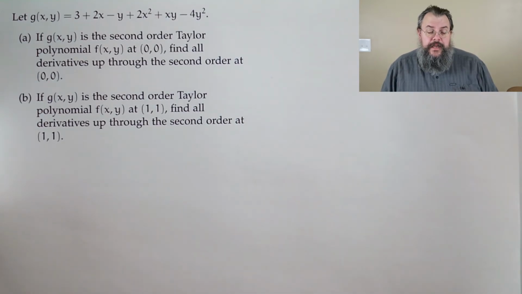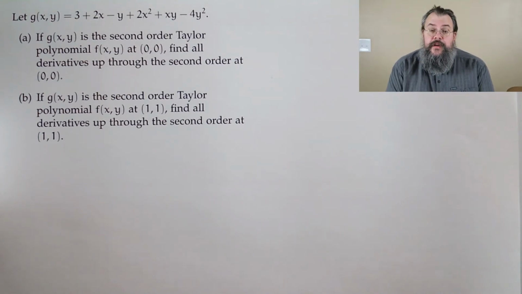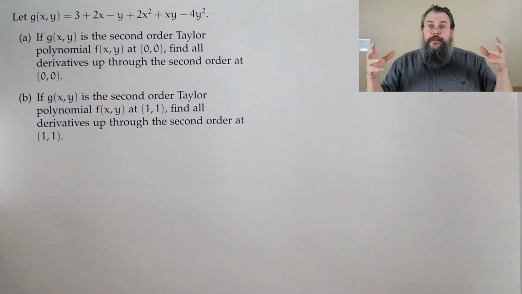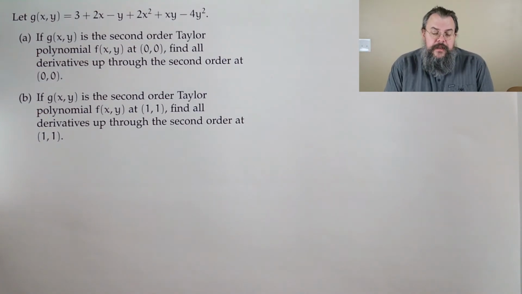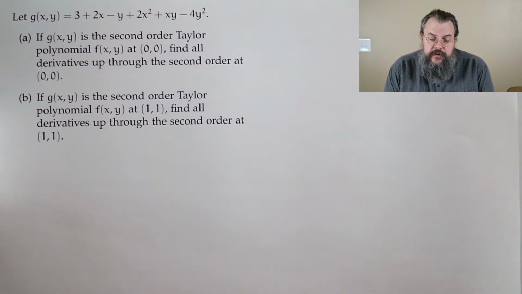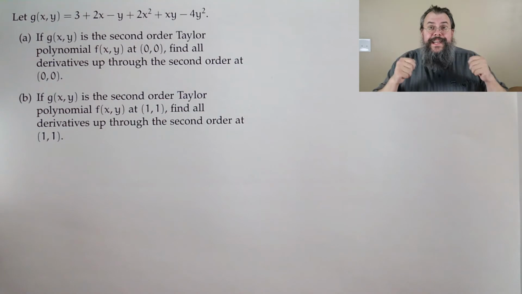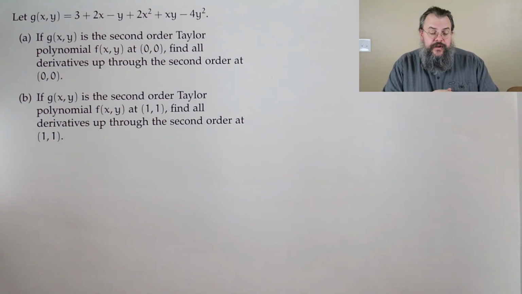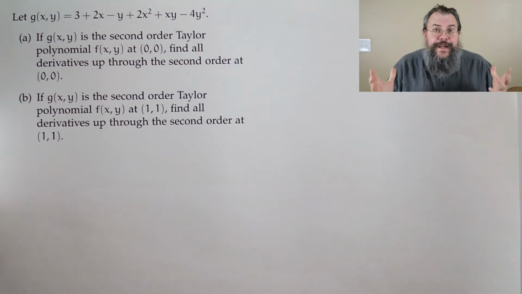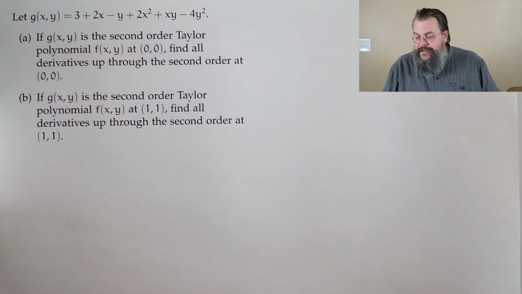So, let g of xy equal 3 plus 2x minus y plus 2x squared plus xy minus 4y squared. So I have this polynomial. All right, great. If g of xy is the second order Taylor polynomial of f of xy at 0, 0, find all derivatives up through the second order at 0, 0. So in other words, this polynomial is the second order Taylor polynomial at 0, 0. So we're like, oh, this is great. This is perfect, right?